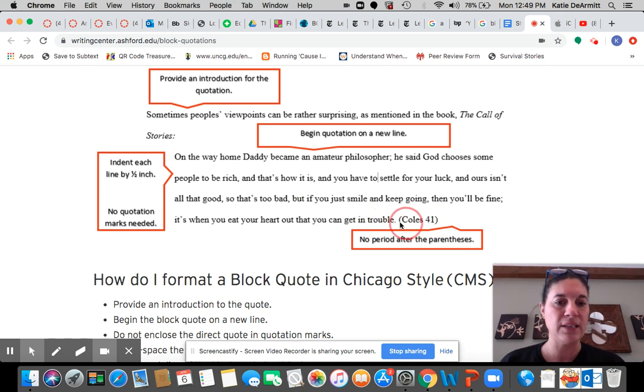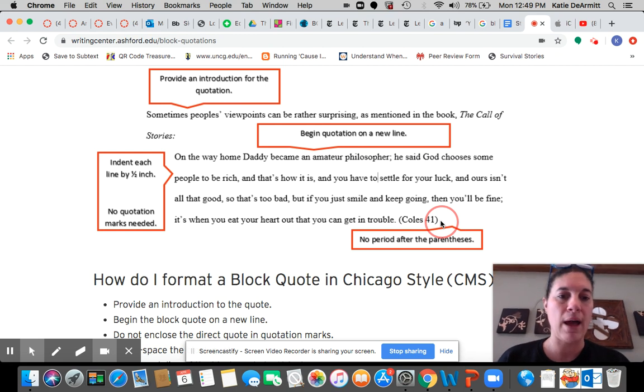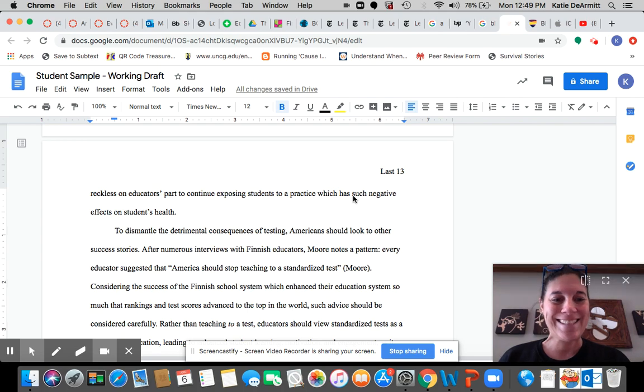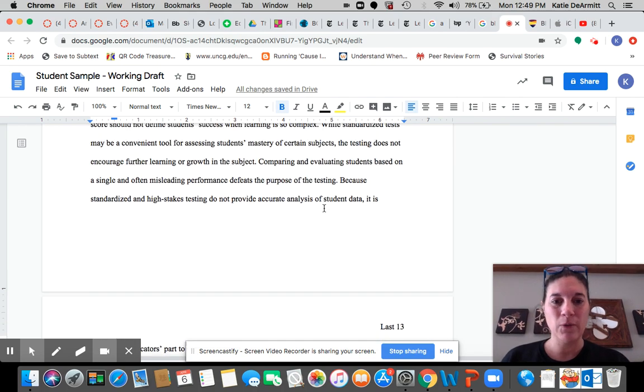Now, the only disclaimer I'm going to throw out with this example is the fact that MLA says that a block quote should be 4 or more full lines of text. In this case, this quote is actually not 4 full lines. And I'm going to kind of switch over to a student sample and show you what I mean. So loading here, hopefully, is a student sample of our 15-page paper. This is from last semester.